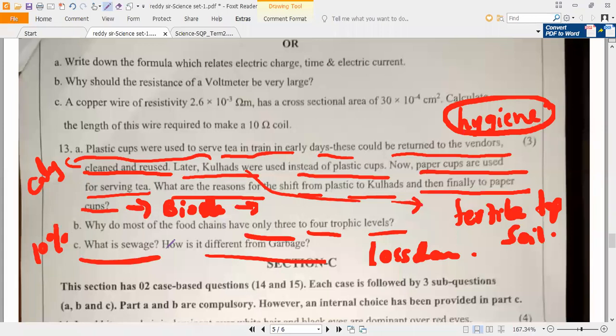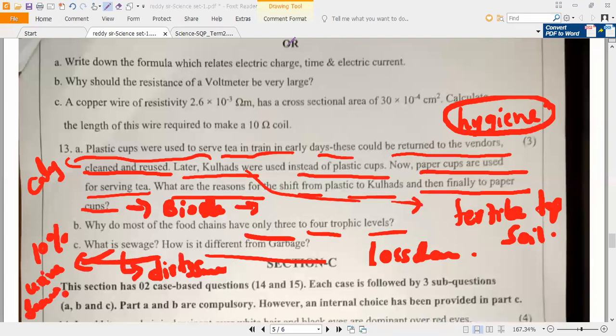Today only we studied. You might be noticing garbage means solid wastage. But what do you mean by sewage, guys? Sewage is drain water, dirty drain water. Sewage contains two things: urine as well as feces, like excretory things. But if it comes to garbage, what do you mean by garbage?